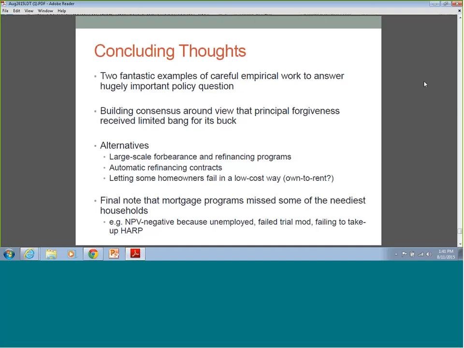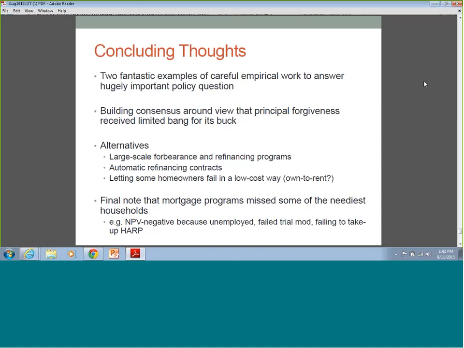One would be a large-scale forbearance or a refinancing program. Automatic refinancing contracts have been discussed, where when a recession hits there may be an option built into the contract so that the loan automatically refinances, so there's no effort necessary on the part of borrowers. And then letting some homeowners fail in a low-cost way, like transitioning from owned to rent. Again, we need to think carefully about what it means to call these people homeowners when they didn't actually own a very large stake in the home.